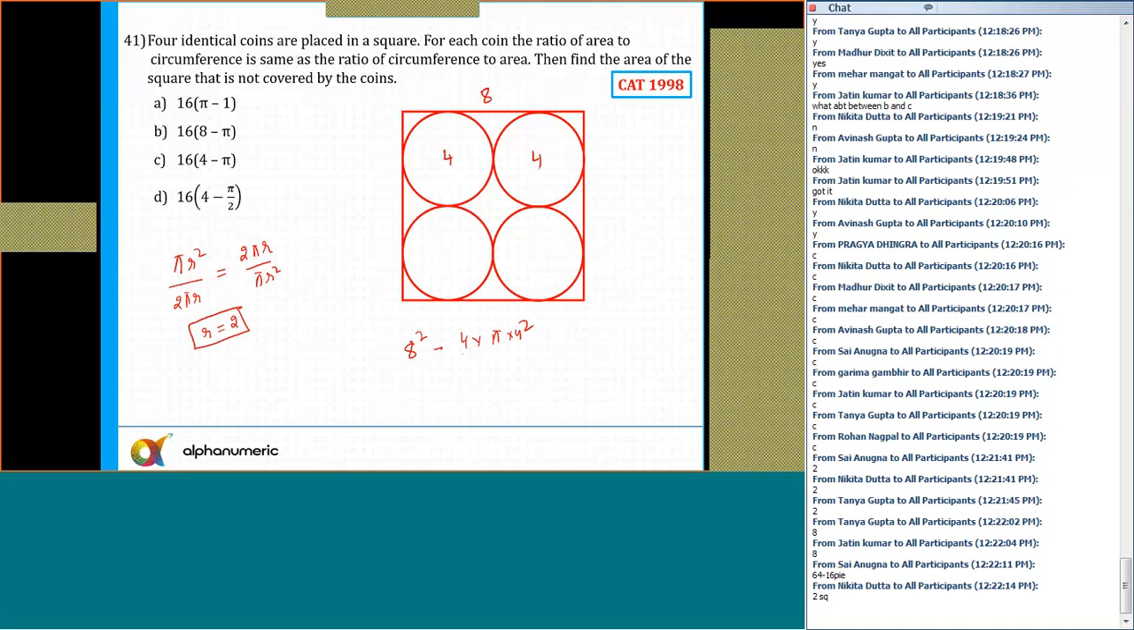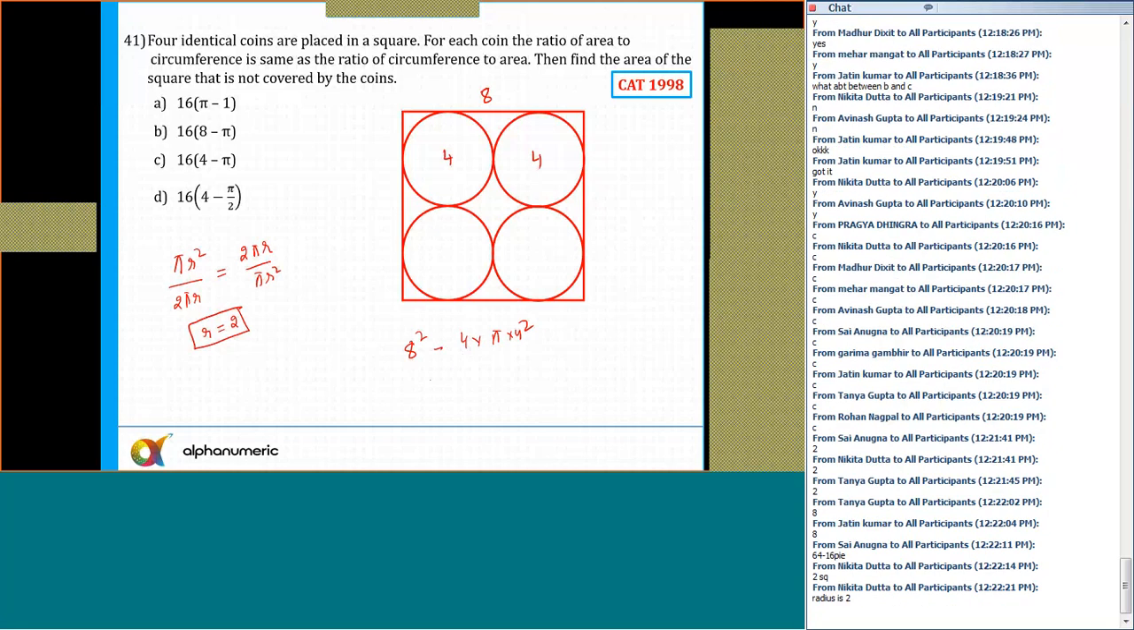Find the area of the square that is not covered by the circles. So the area of the square is 8 square, which is 64, and the radius is 2. Yes, that's right. The radius is 2. 4 into pi into 2 square. So 4 into pi into 2 square comes out to be how much? 2 squared is 4, 4 times 4 is 16. So 64 minus 16 pi, that's right. The answer is option.